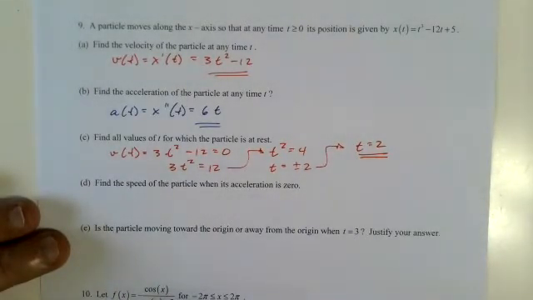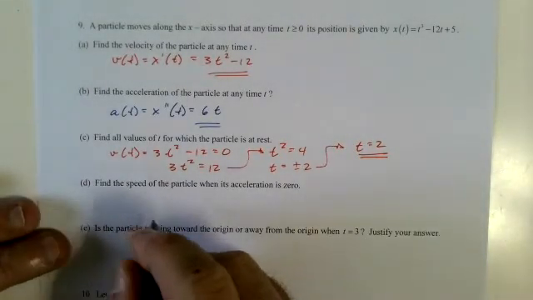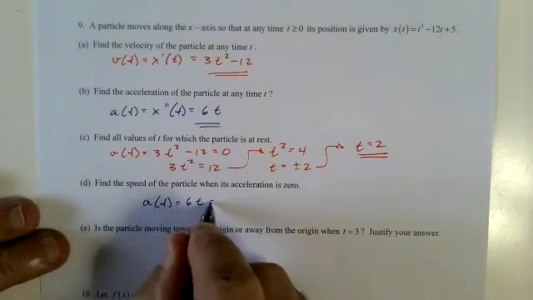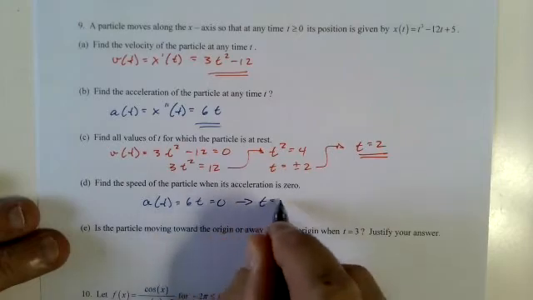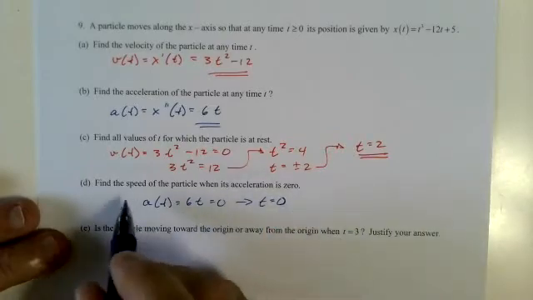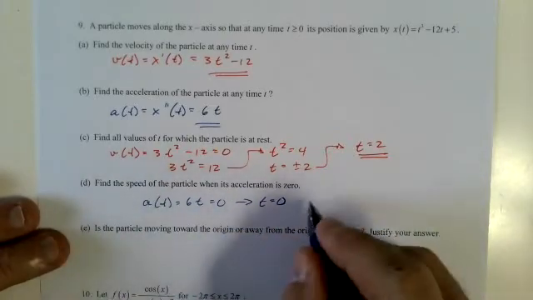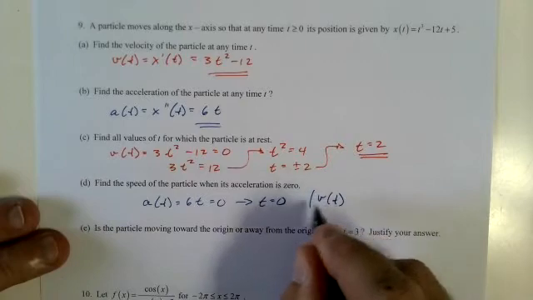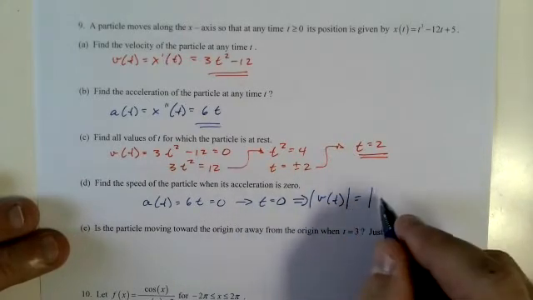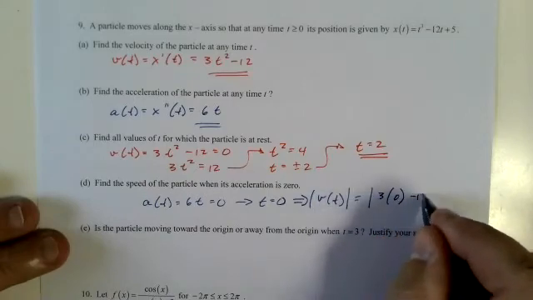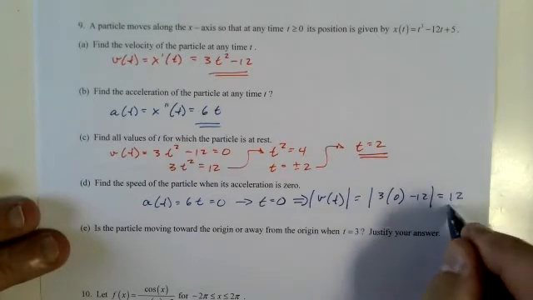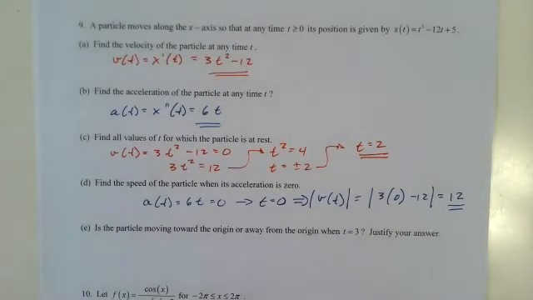Find the speed of the particle when its acceleration is 0. A of t equals 6t, so t equals 0. We are allowed to use that. Speed of the particle is the absolute value of v of t, equals the absolute value of 3 times 0 minus 12, equals 12. No meters per second, no feet per second. They just give me that.